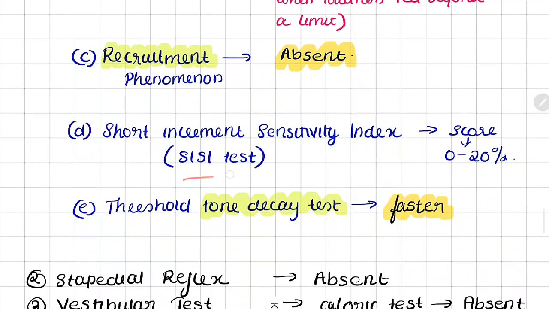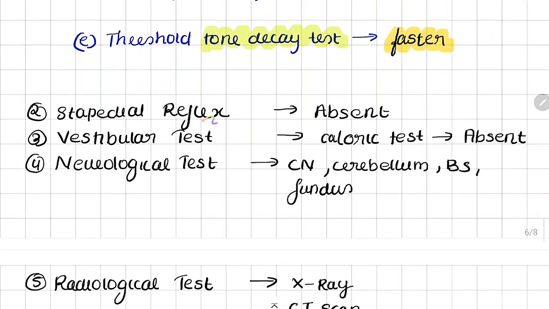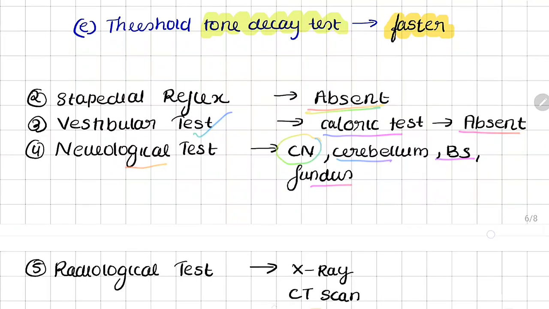And then there is the SISI test, short increment sensitivity index test. The score will be 0 to 20%, and the tone decay test will be positive. The tone will decay fast. Now coming to the stapedial reflex, it will be absent. Vestibular tests like the caloric test will be absent. Neurological tests have to be done to look for cranial nerve, cerebellum, brainstem, and fundus involvement.